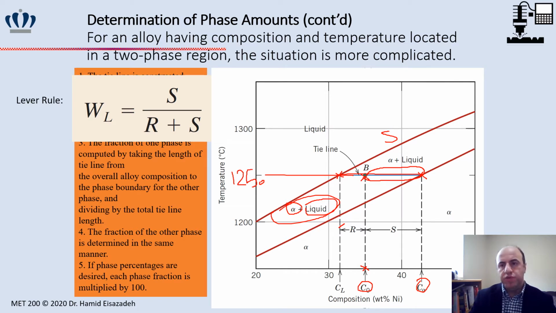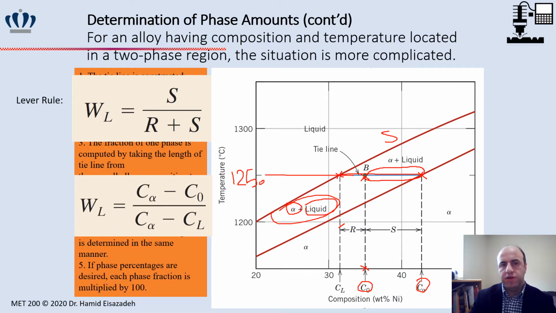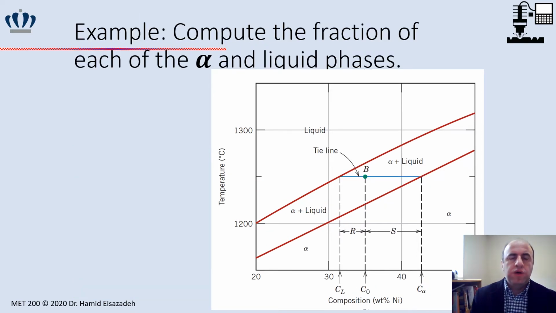And then that gives you the fraction of liquid. If you want to do it for the alpha, the equation is almost the same. You just need to change it. This equation is similar, but we just replace S and R with the composition symbols. So let's look at one example for calculating liquid phase and alpha phase.